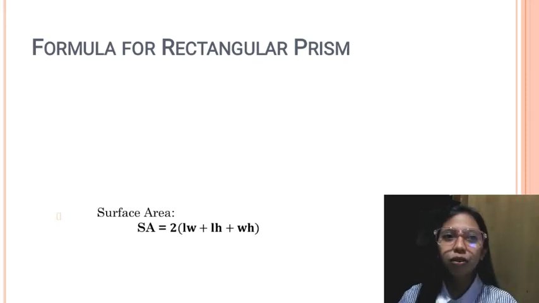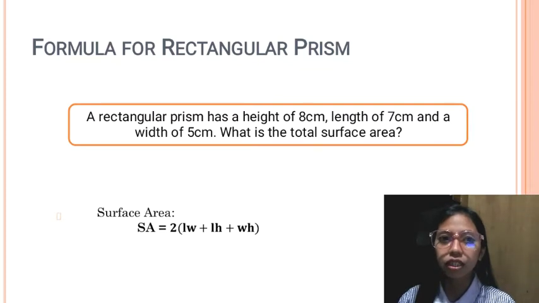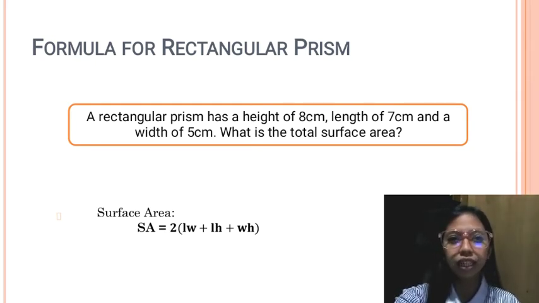Okay, now we will have an example for finding the surface area of a rectangular prism. Number 1. A rectangular prism has a height of 8 cm, a length of 7 cm, and a width of 5 cm. What is the total surface area? So using the given formula, we will now find the surface area of the given problem.